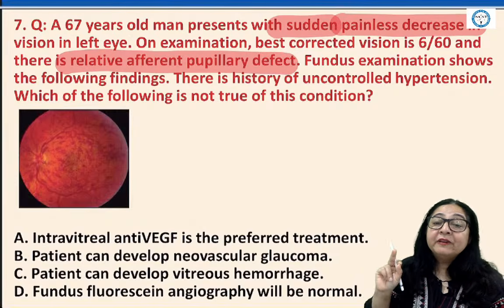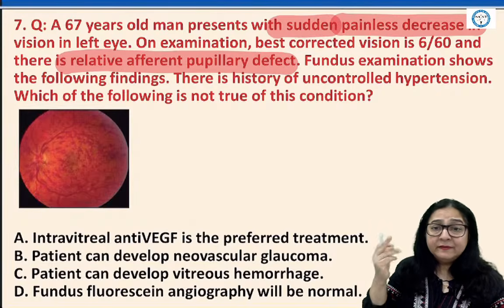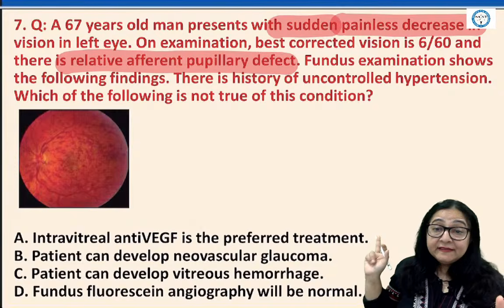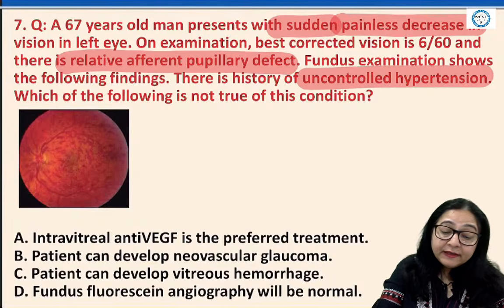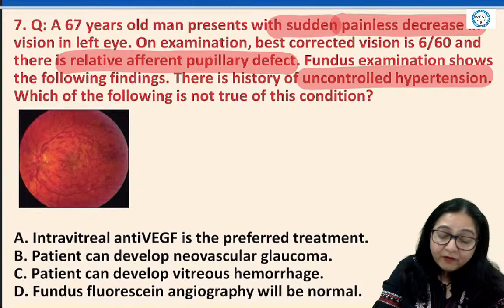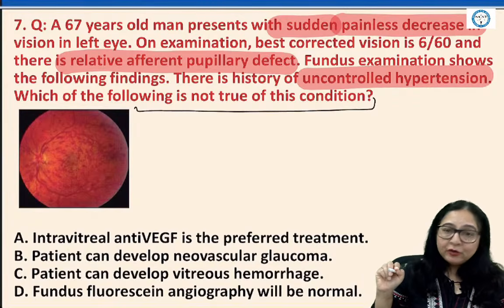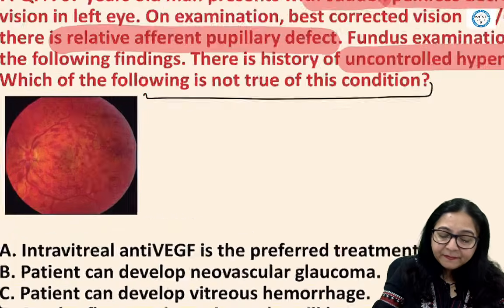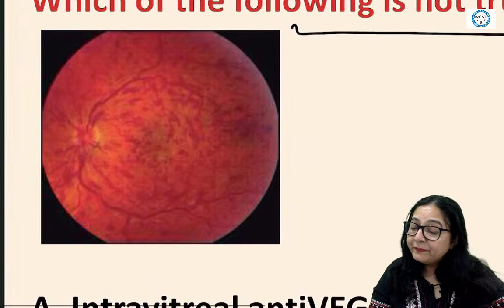So fundus pictures are important, especially of the typical diseases. You should be able to identify those diseases based upon the fundus examination. There is a history of uncontrolled hypertension. Which of the following is not true of the given condition? So you have to pick the false statement about the given condition. But before picking the statement, make a diagnosis. So what is your diagnosis first of all in this case?